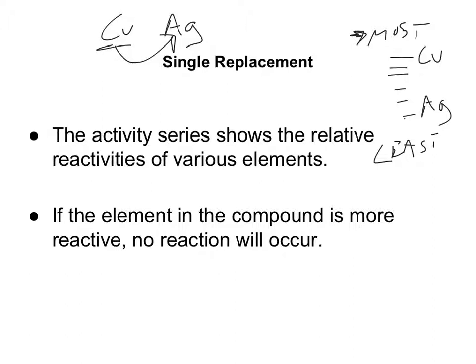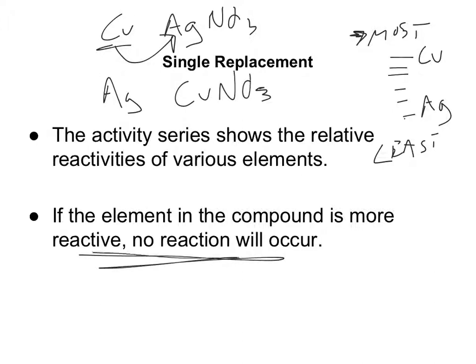If it was the other way around, if the silver was by itself, and then if we have the nitrate, right, the compound, and then it was copper nitrate, well, since, as it says down here, since the more reactive element is already in the compound, silver is not reactive enough to displace copper. So if this was the case, you would actually have no reaction at all because the silver can't overcome or displace the copper.